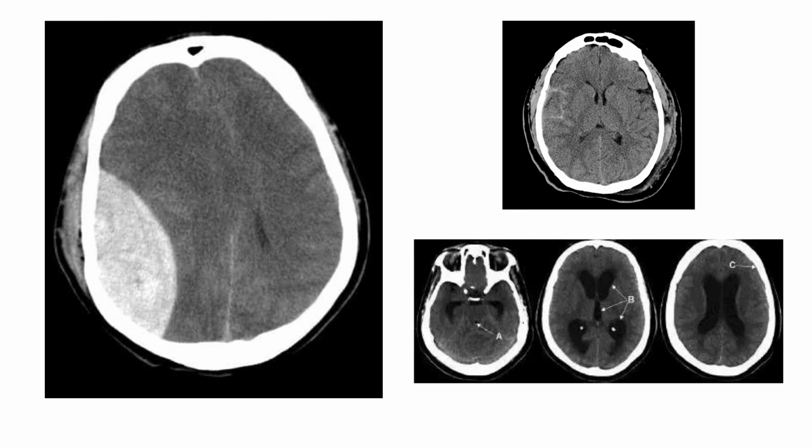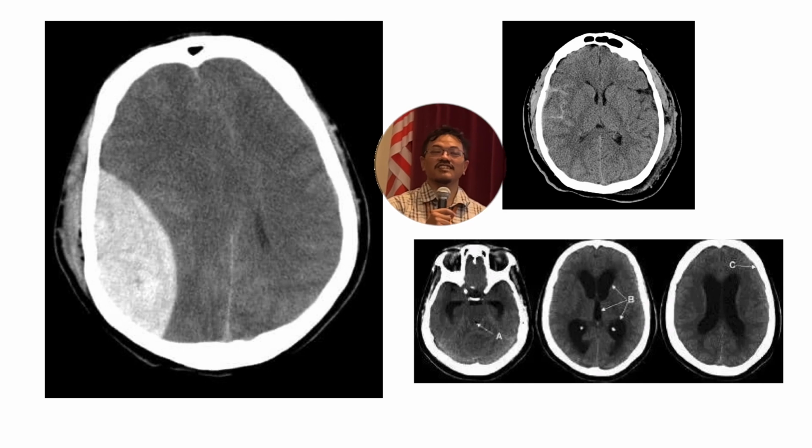So what else do you see on this CT brain? Is it just an EDH? Okay, never mind. First, which side of the brain? Right side. Okay. Which region? Parietal. Okay. So what else do you see? What has happened? Midline shift. What else happened?